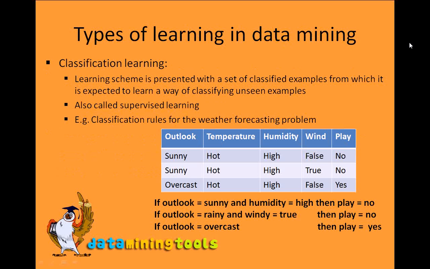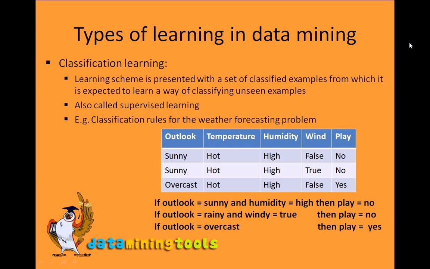Moving ahead to different types of learning. The first learning technique that we will look at is classification learning. In classification learning, the learning scheme is presented with a set of classified examples from which it is expected to learn a way of classifying unseen examples, that is, to predict a value of a particular attribute. This type of learning is also called supervised learning.